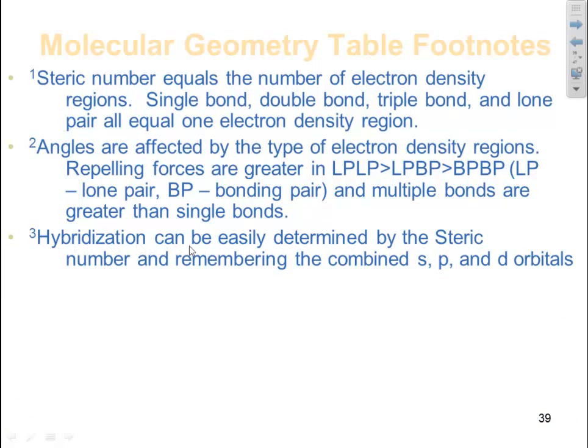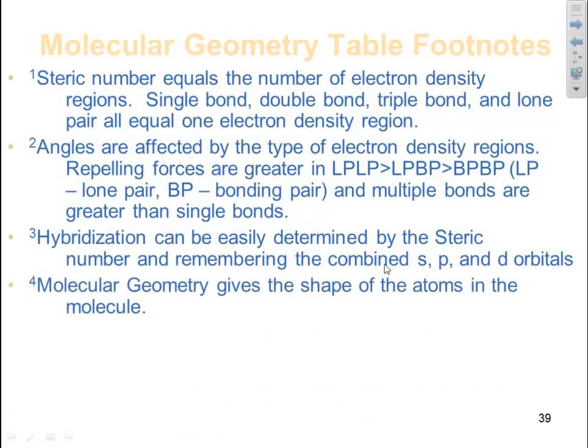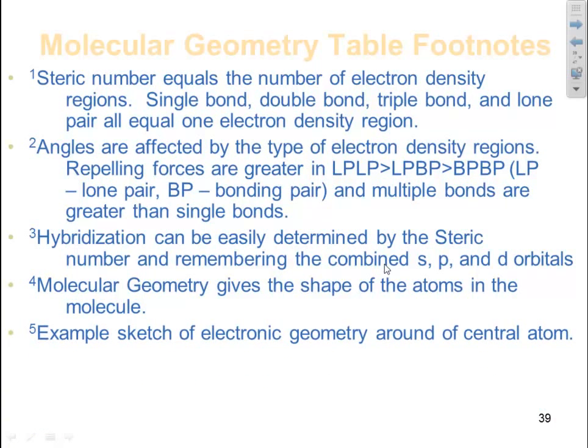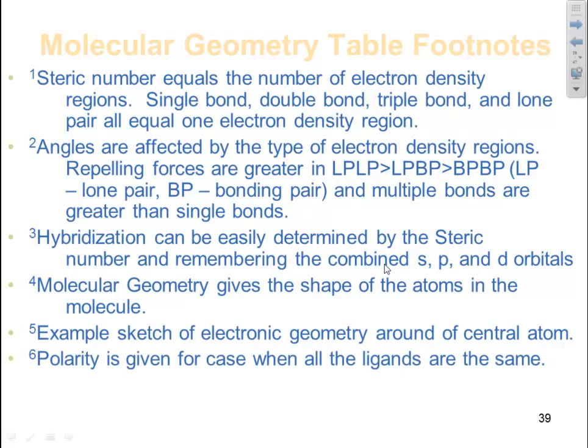Footnote 3, hybridization can be easily determined by the steric number and remembering the combined s, 1 p, maximum 3 p, and d orbitals. Molecular geometry gives the shape of the atoms in the molecule. All we're looking at is the atoms. We're neglecting where the lone pairs are. We use that to determine the shape, but then we're only looking at what's there as atoms as what is the shape. Example sketch of electronic geometry around the central atom. And 6, the polarity is given in the case when all the ligands are the same.